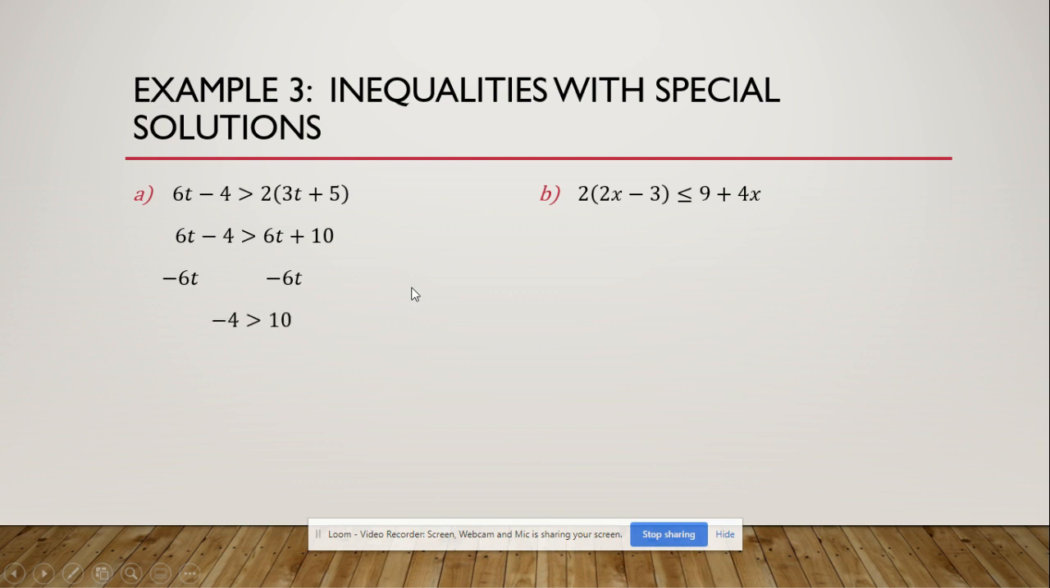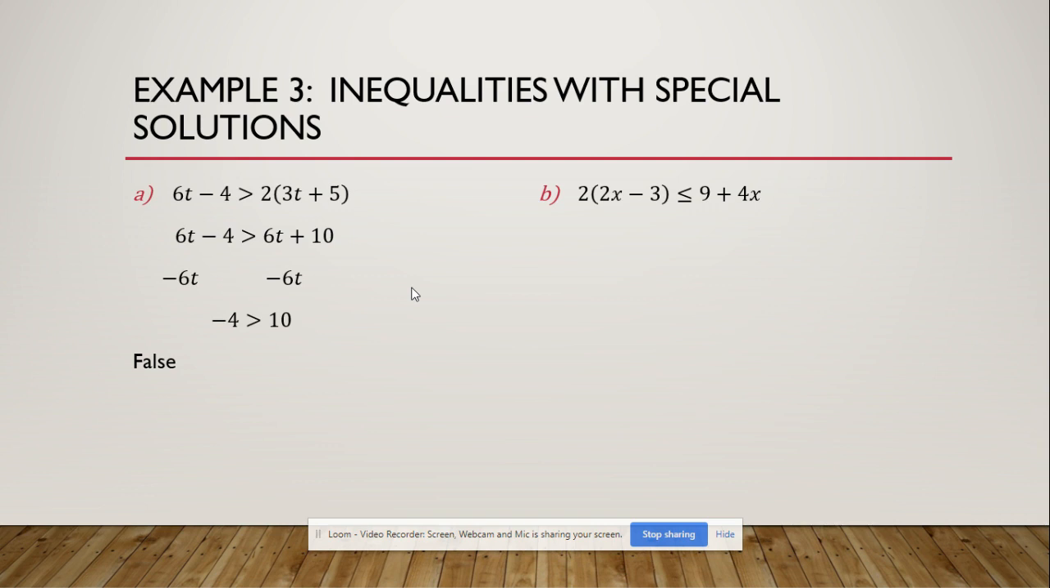So as I do that, I eliminate t not just from one side, but from both. And now I've got this statement that negative 4 is greater than a 10. Well, that's absolutely false. That can't be true. A negative 4 is not greater than a 10.